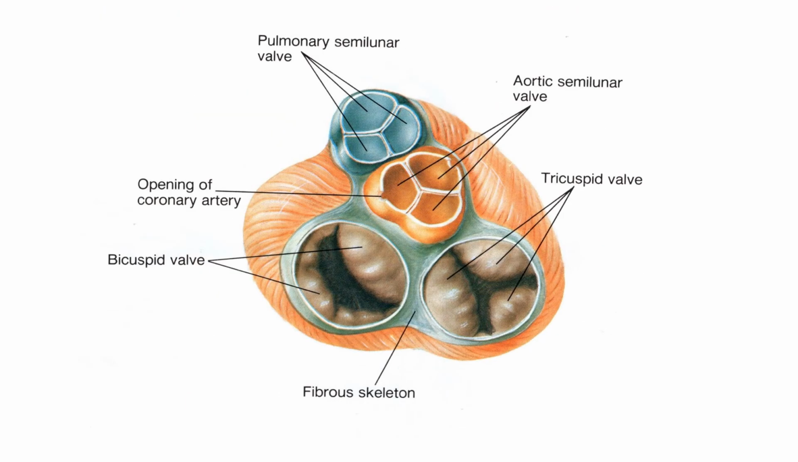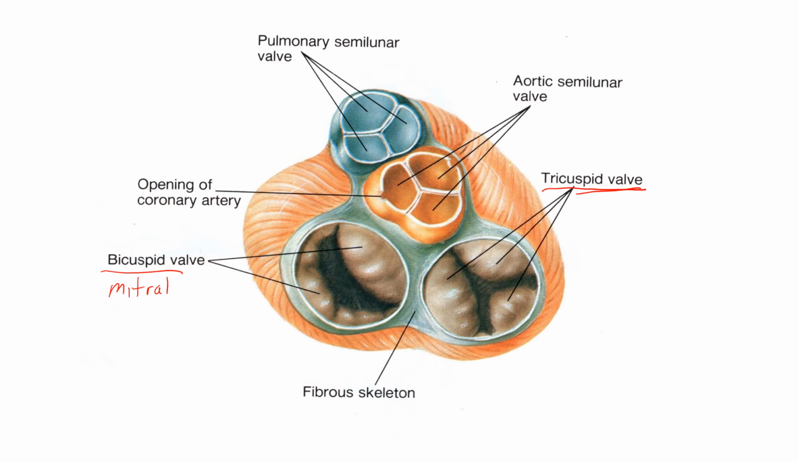Okay, next one. Here's just another look at the openings to the valves. As the tricuspid, you can see 3 different lobes of it. On the bicuspid or the mitral valve, another name is, this is on the left side, the left atrioventricular valve. Tricuspid, right atrioventricular valve. Okay, the semilunar valves.